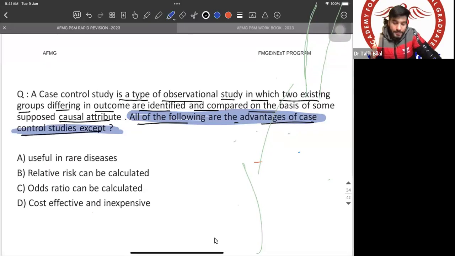Yes. That is inexpensive. Yes, I told you. No follow-ups. Odds ratio can be calculated. Yes. Relative risk. Relative risk in which study, guys? We have discussed already. Relative risk in which study? Cohort study. So what is the answer? Relative risk can be calculated. Is that clear, everyone? Yes, sir.